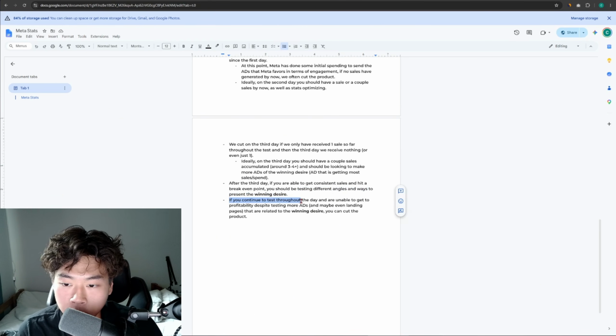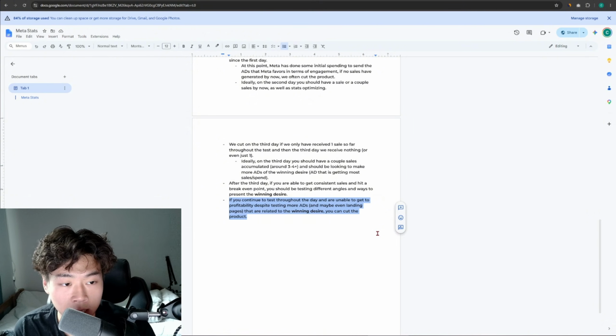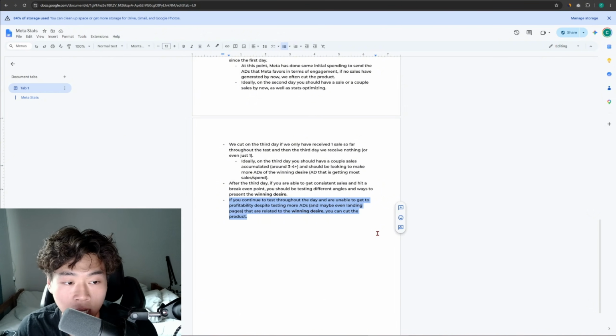So if you continue to test throughout the day and are unable to get profitability, despite testing more ads and maybe even a landing page that are related to your winning desire, you can cut the product. Basically what I'm trying to say here is throughout the test, if you have seen some signs of life with sales and you've been testing different ad concepts, which are variations of the winning desire. You've been testing advertorials, maybe a listicle. If you've been testing concepts based on the concept that seems to be getting sales, yet nothing is happening still, at that point, I'm going to be cutting the product.